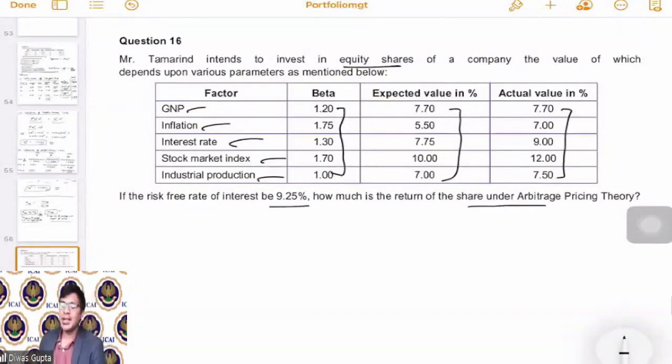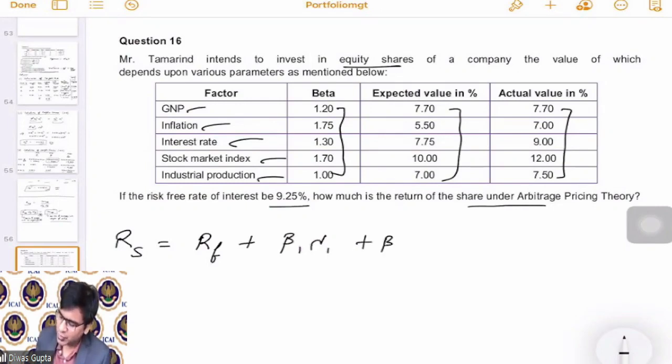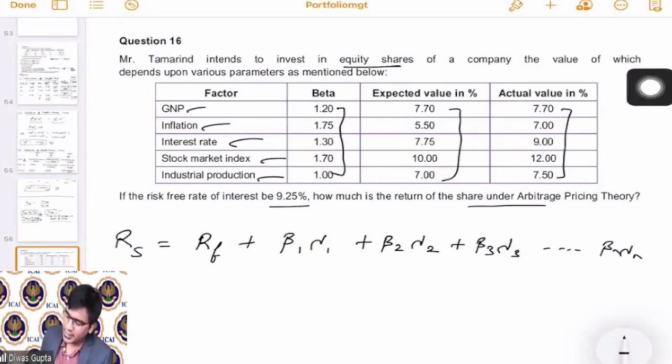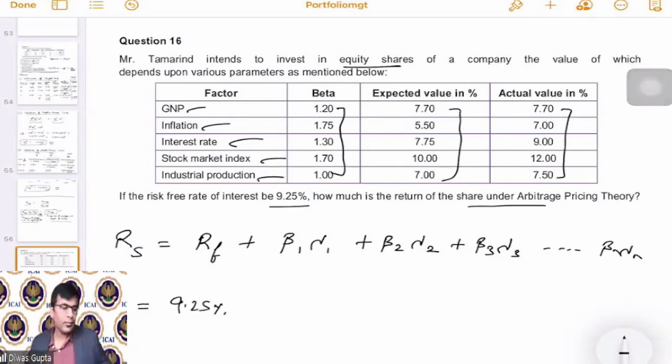So, see, what does arbitrage pricing theory say? As per the arbitrage pricing theory, return on a security is equal to, first of all, the risk-free return as is, plus beta 1 times risk premium 1, plus beta 2 times risk premium 2, plus beta 3 times risk premium 3, and so on, up to beta n times risk premium n. Now here RF is already given as 9.25%. Beta 1 is also given, 1.2.